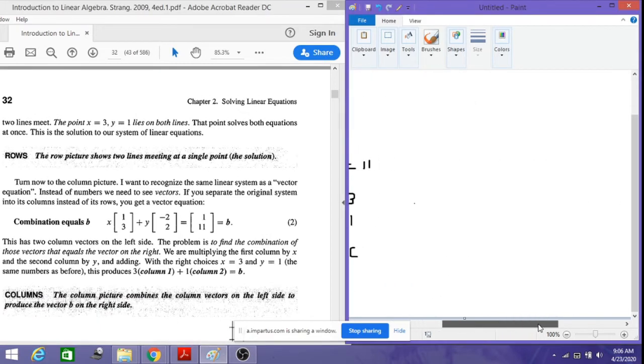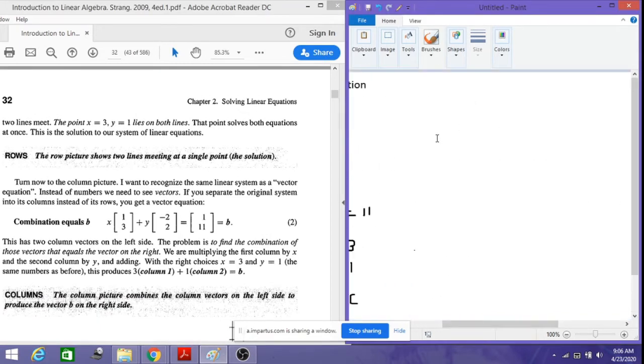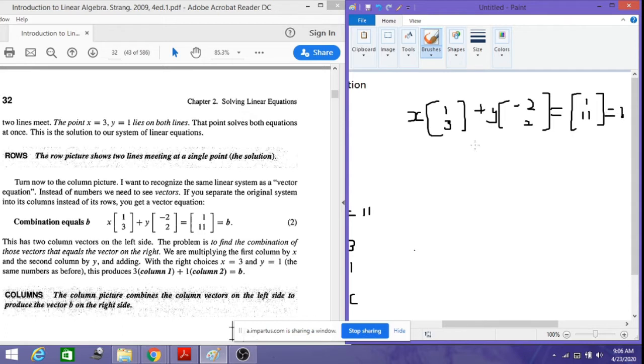If we try to represent the same thing in terms of columns, then it can be represented as x of 1 and 3 plus y of minus 2 and 2, which is equal to 1 and 11, which we'll call b. This we already did, anyway, I'll just revise it. We know the value of x is equal to 3 and y is equal to 1, as we have solved it. So now it means that it is 3 times.